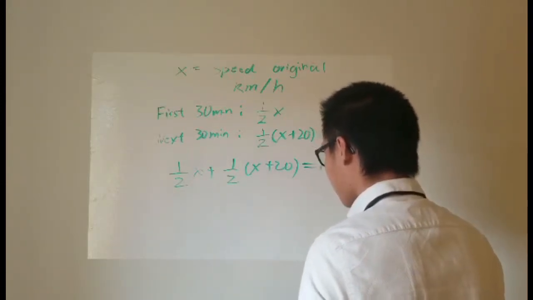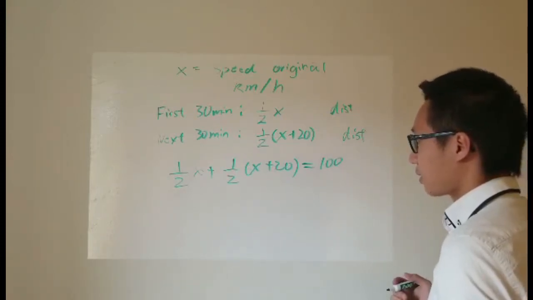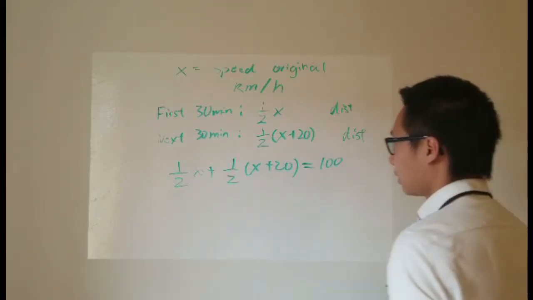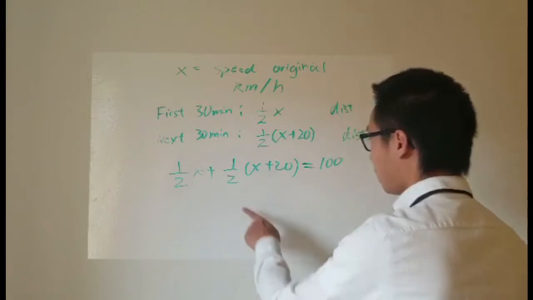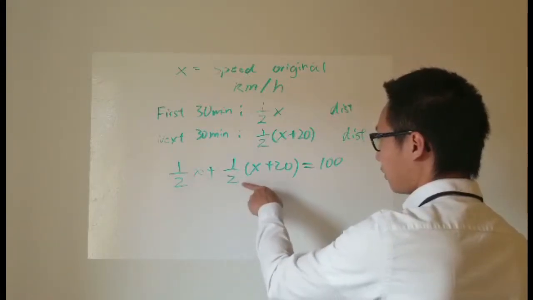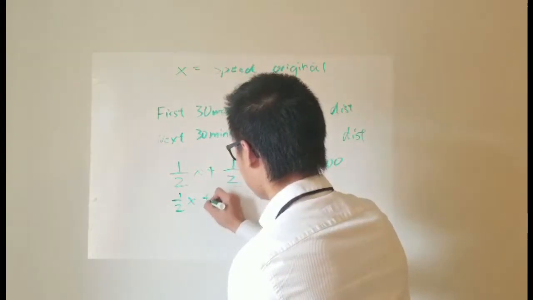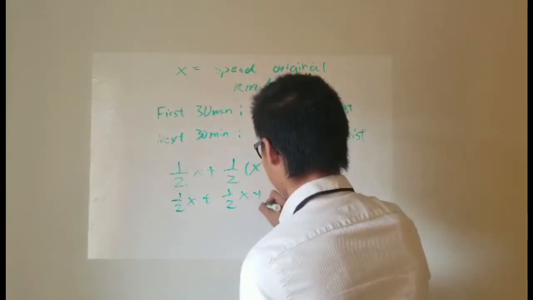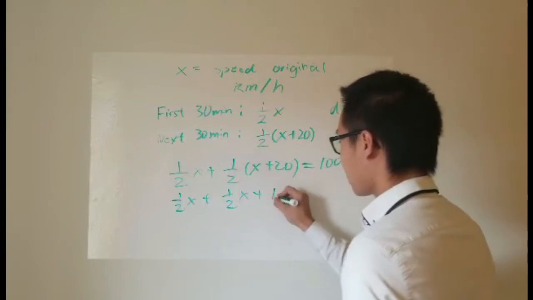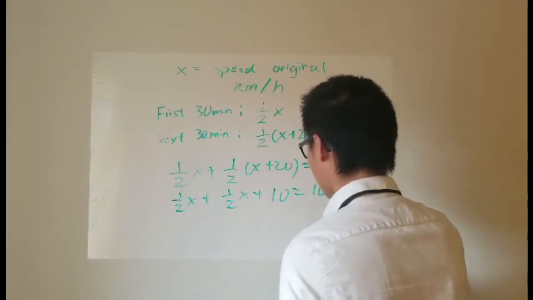If this setup is correct, then all that's left is the technicality of solving the equation and collecting like terms. Right away, you need to collect the x. We have an x inside the bracket here, so drop all the brackets. You have half x plus half times 20, which is 10, is equal to 100.